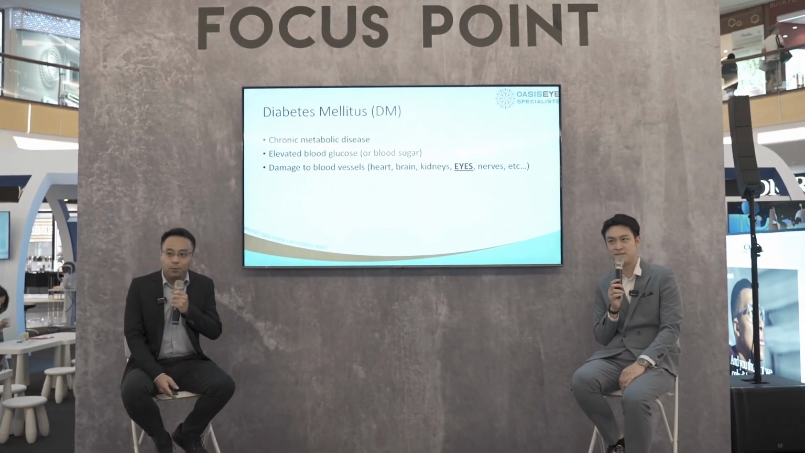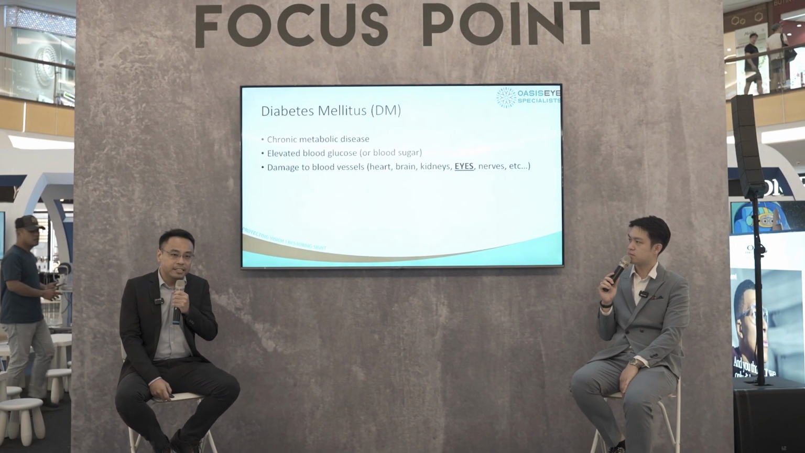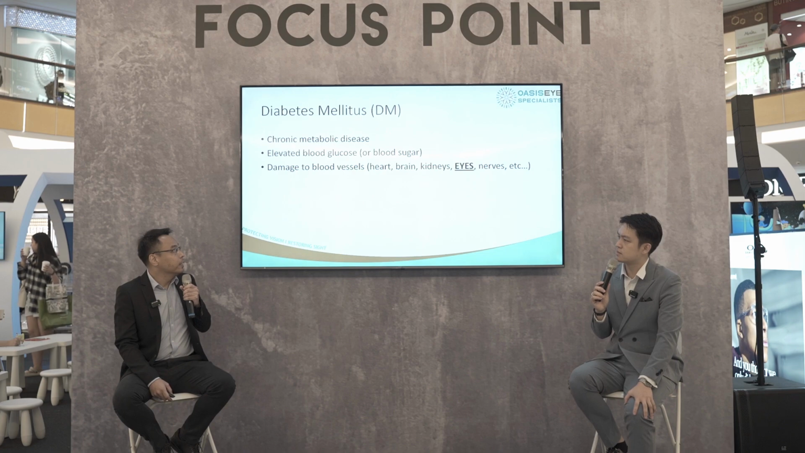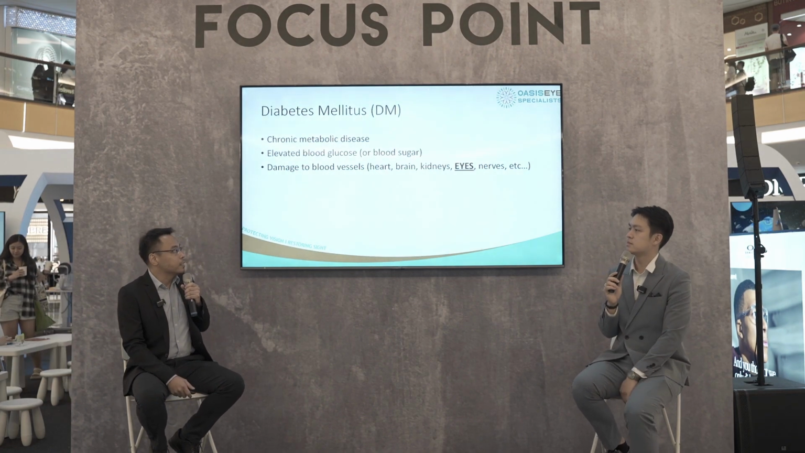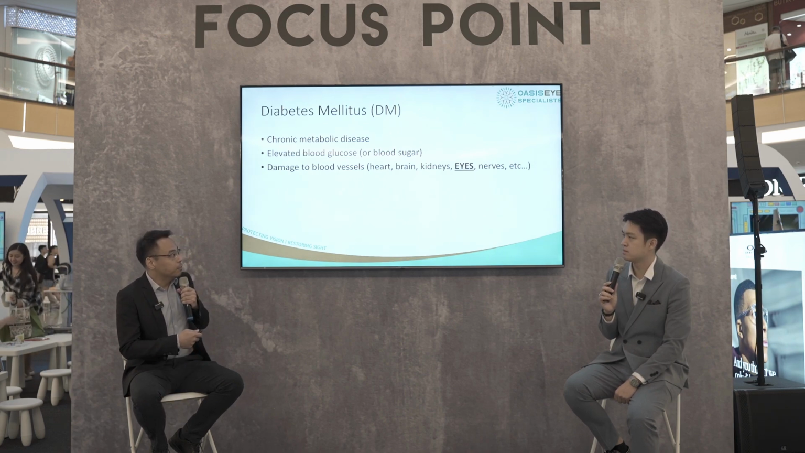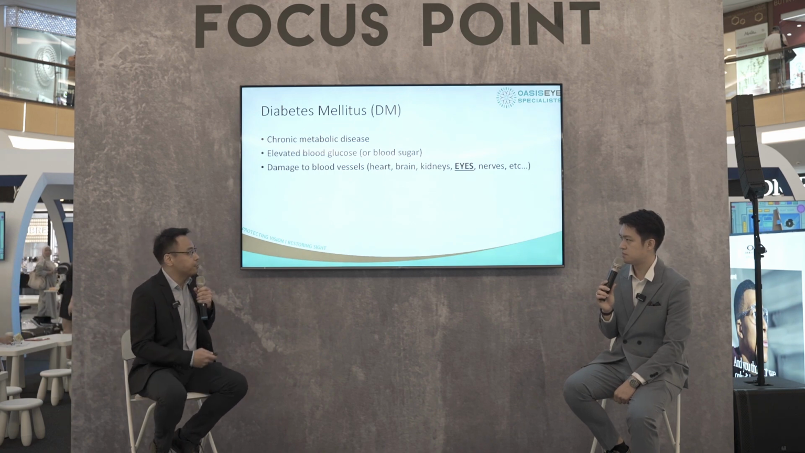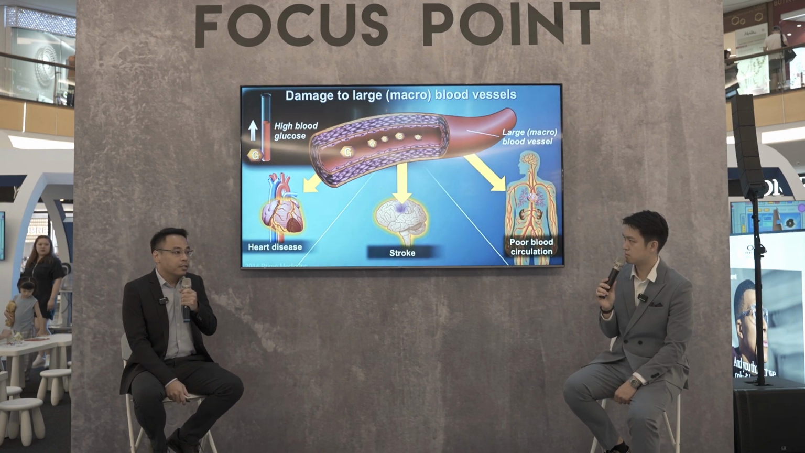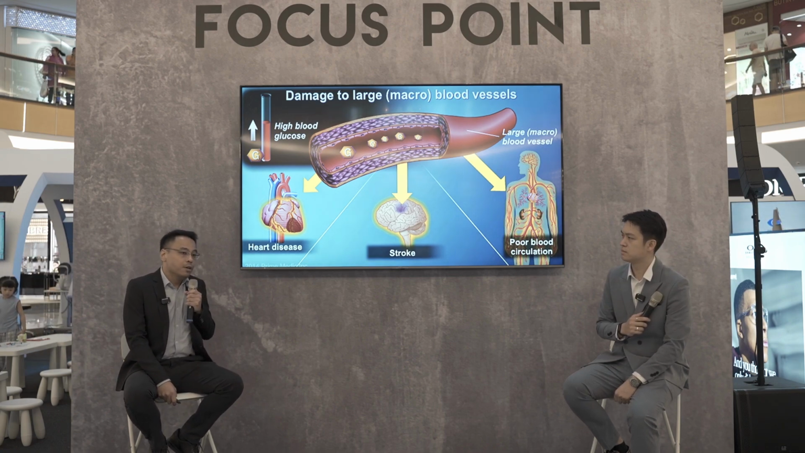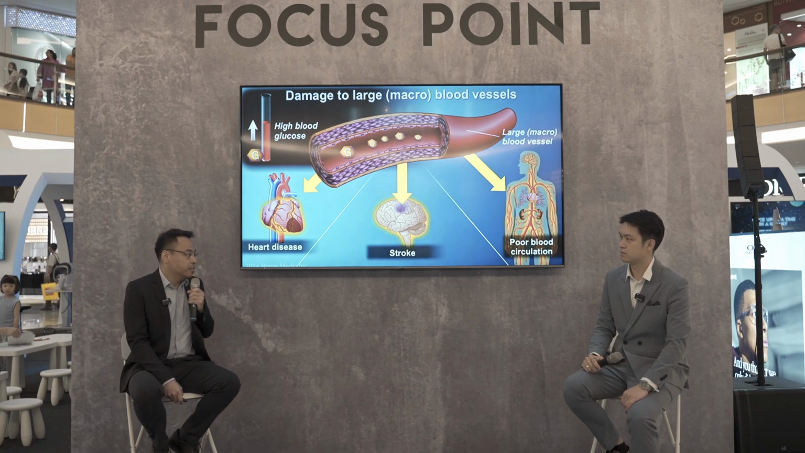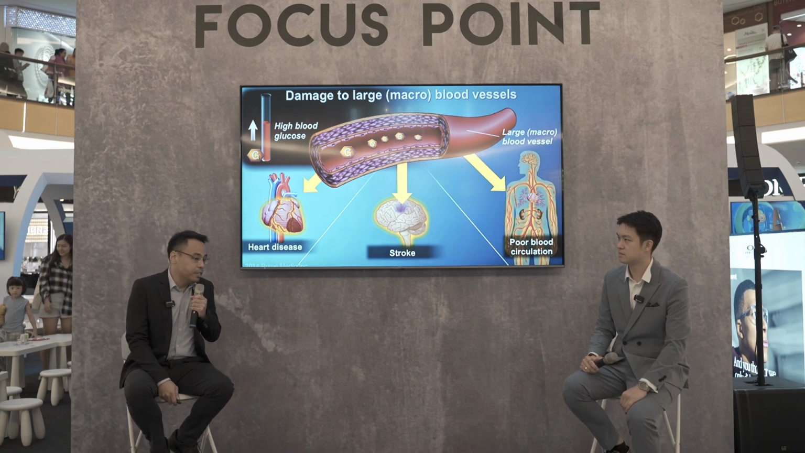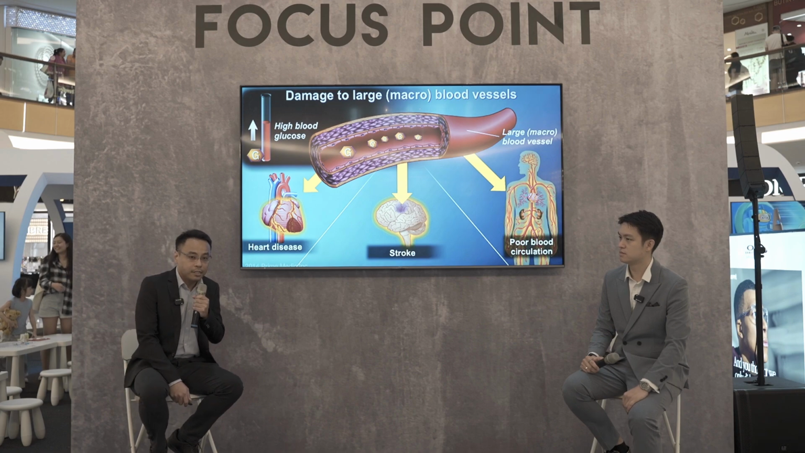First of all, what is diabetes mellitus? Diabetes mellitus is a chronic metabolic disease where there is elevated blood sugar in our body, and this elevated blood sugar causes damage to the blood vessels in our body, including the blood vessels of the heart, brain, kidneys, and eyes. If the large blood vessels are damaged, the heart will have heart disease such as heart attack. If the blood vessels of the brain are affected, we have stroke. And if there's poor blood circulation, it will impair wound healing, which increases the risk of infection.